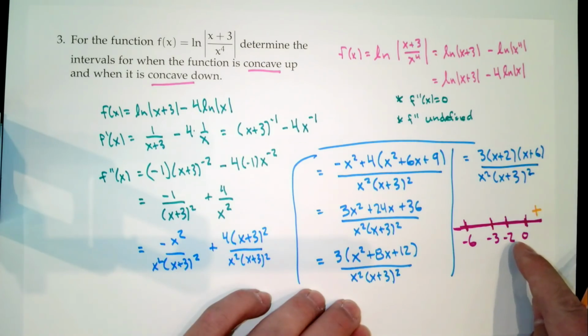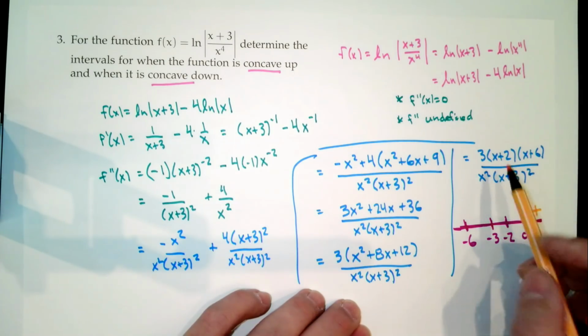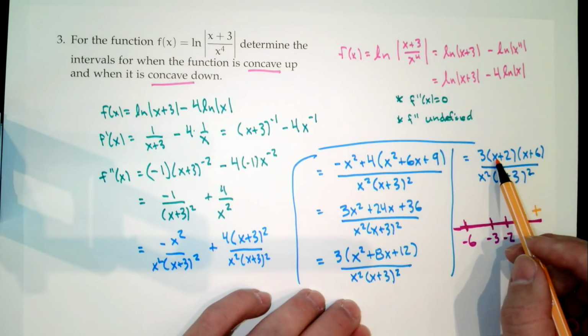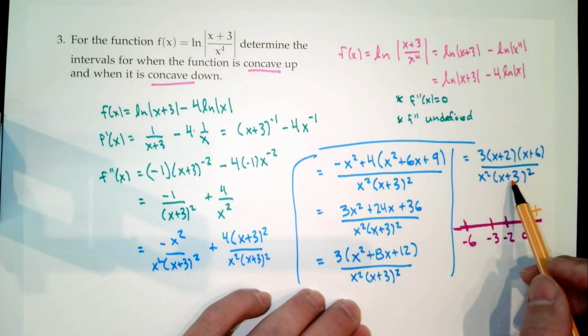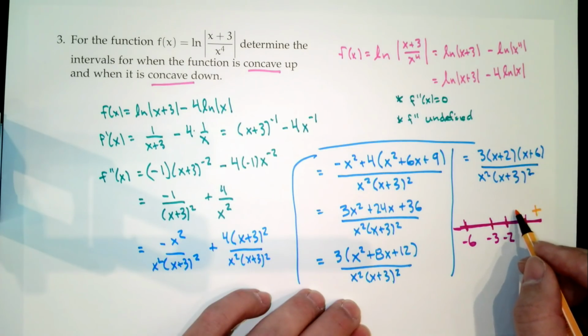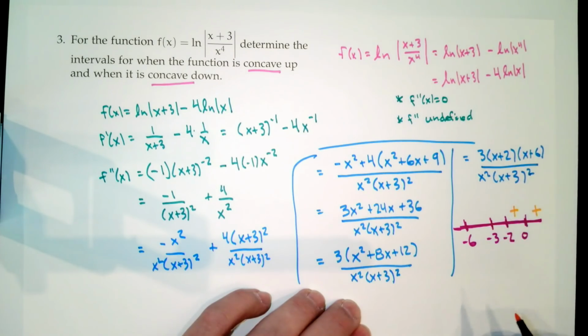Between 0 and negative 2, well, I could plug in negative 1. You'll see negative 1 plus 2 is positive. Negative 1 plus 6 is positive. Negative 1 squared is positive. 2 squared is positive. So still positive.